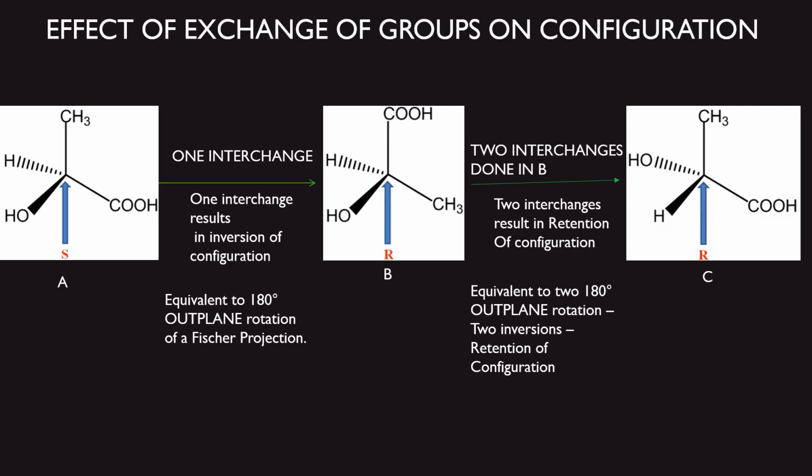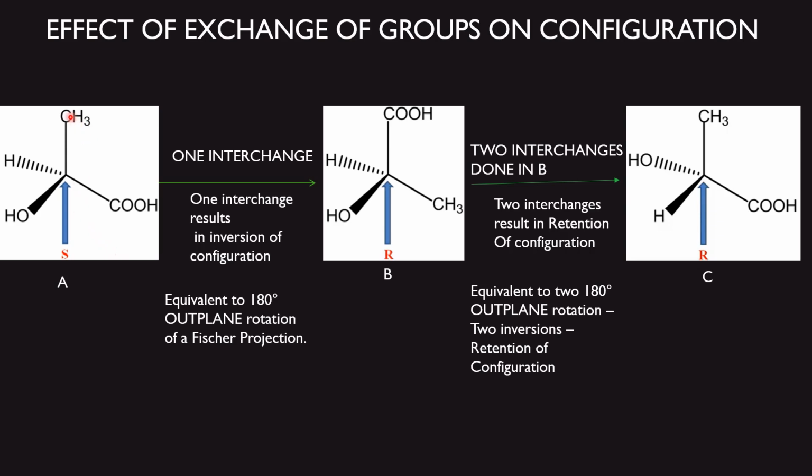Now let us see what happens when we do an interchange of two groups in the flying wedge formula. When we do one interchange of two groups in a molecule, it results in the inversion of configuration. Here you see in this structure, we have the methyl group at the top and the carboxyl group here, and these two groups I have interchanged here. Now after doing this interchange, if we assign the configuration at this chiral center, now the configuration is R, and before the interchange it was S.